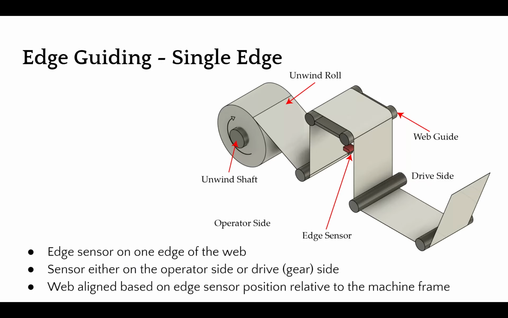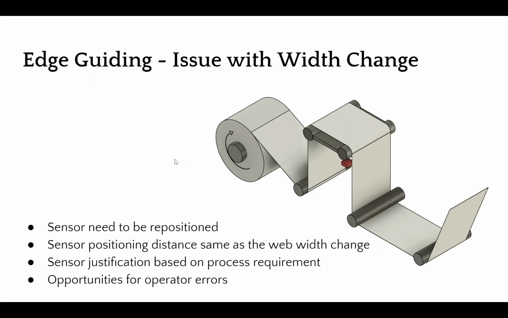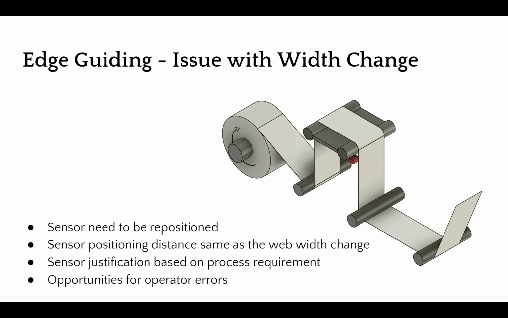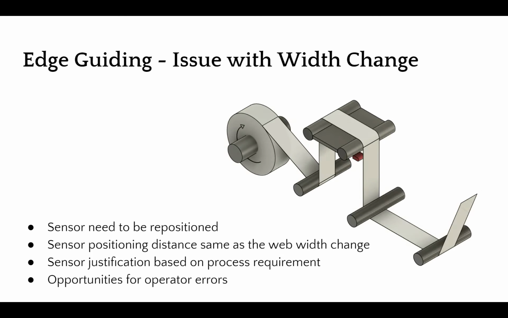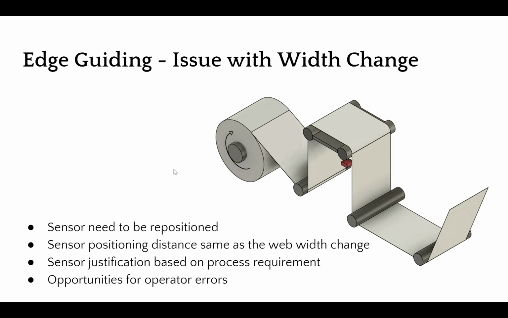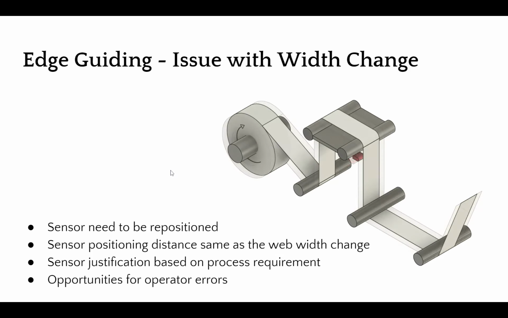So the main thing with this kind of system is that it works well for most cases, and for maybe the majority of the applications, there's no issue with it. The main issue comes in when we have to change the web width. Whenever there is a product changeover and you do a web width change, then the sensor has to be repositioned. So as we get narrower and narrower, the sensor has to be moved. It has to be located at a different location there. And that location of the sensor has to be justified based on the process requirement.